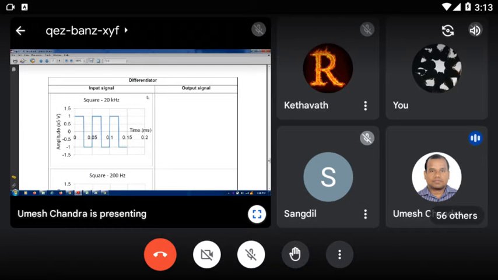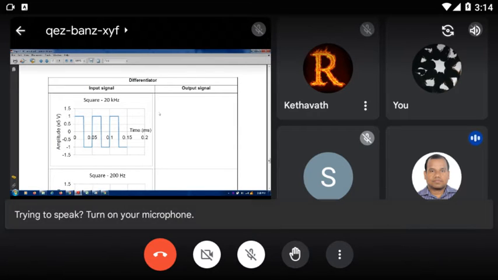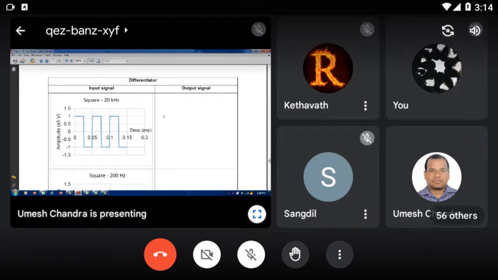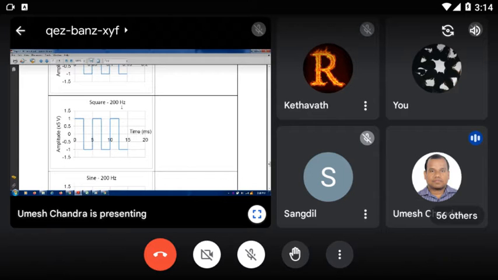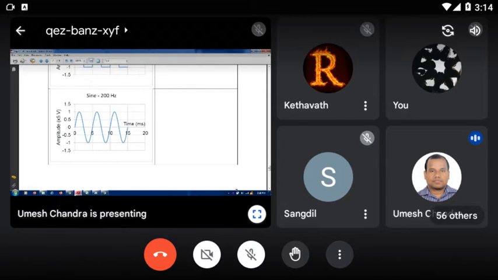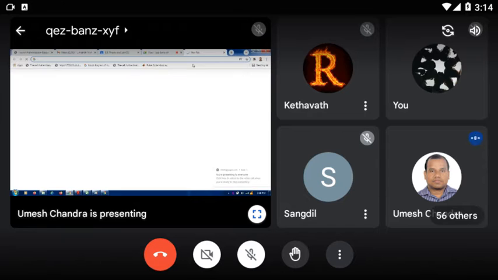Then the second case, the differentiator. You design the differentiator circuit by using Tinkercad. Then after that, you give the 20 kHz square signal, amplitude is the same, 10 volt peak to peak. You give the 20 kilohertz square signal to the circuit, then what is your output signal? Here again the 200 hertz square signal. What is your output? Now I design a circuit, one example.